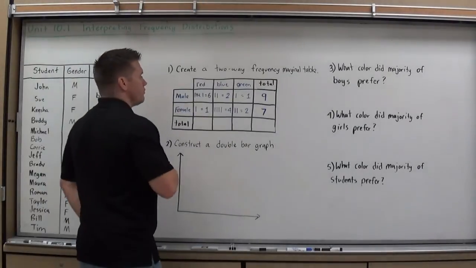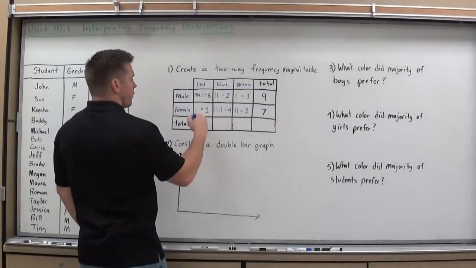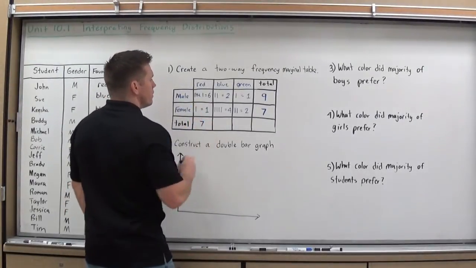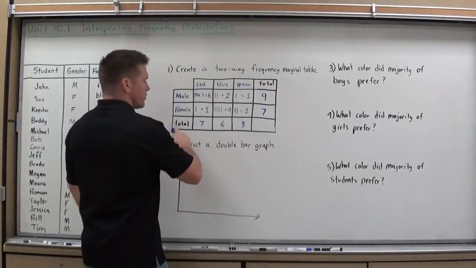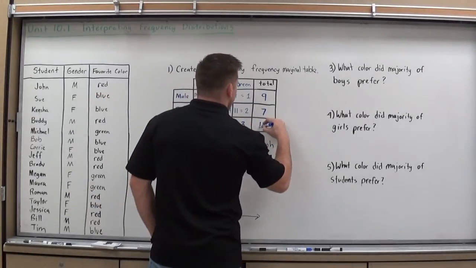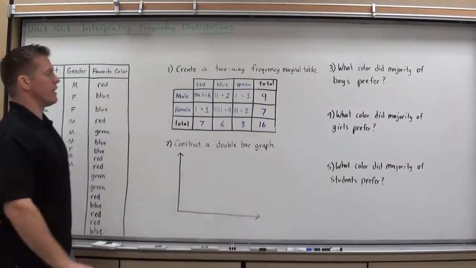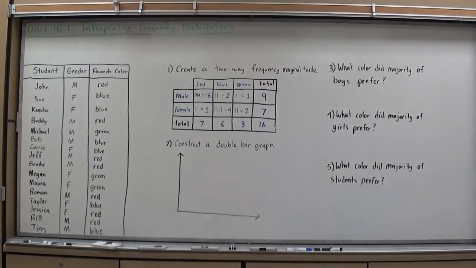Now I can total. How many students in total prefer red? Well, 7, 6, and 3. If I total that all up, that adds to 16. And if I total the totals down the other column, it's 16. So it gives me a good verification that I have everything in the right spot. Okay, so that's a frequency table. It keeps track of the number of each, and it makes it a little easier to make assumptions and answer questions about the data.